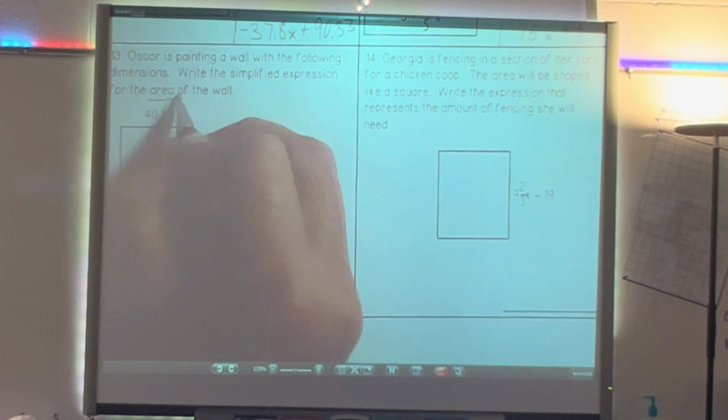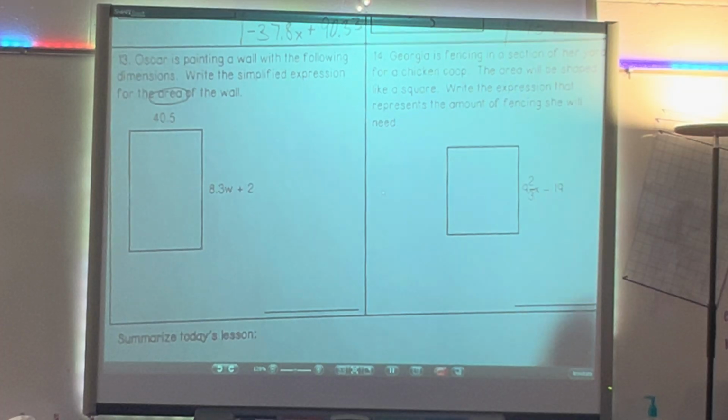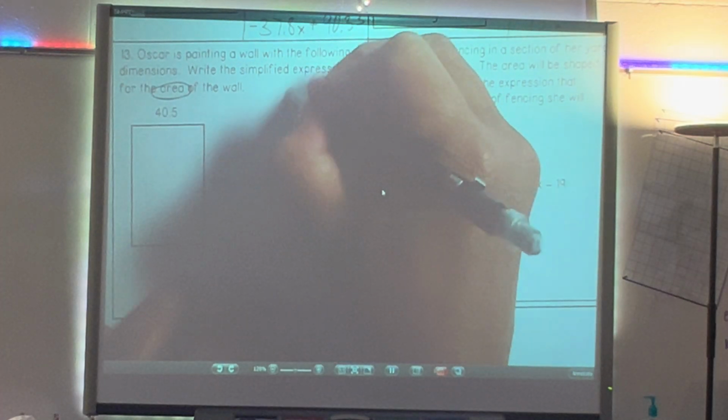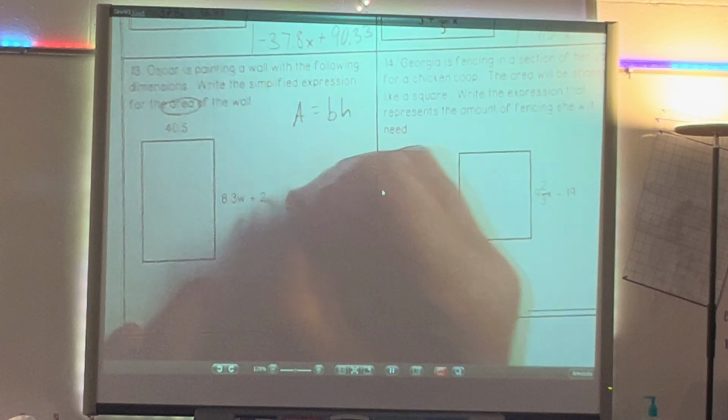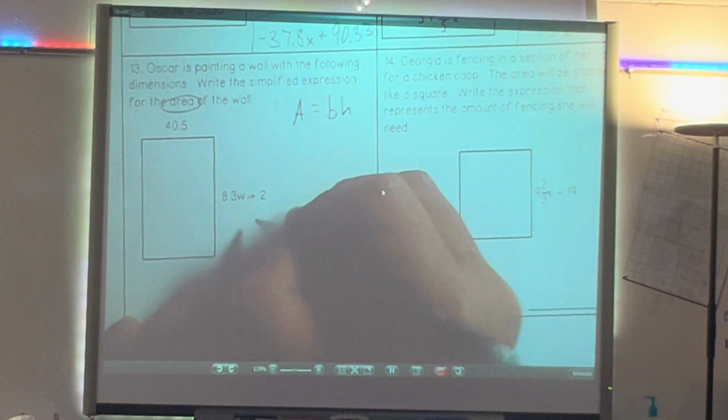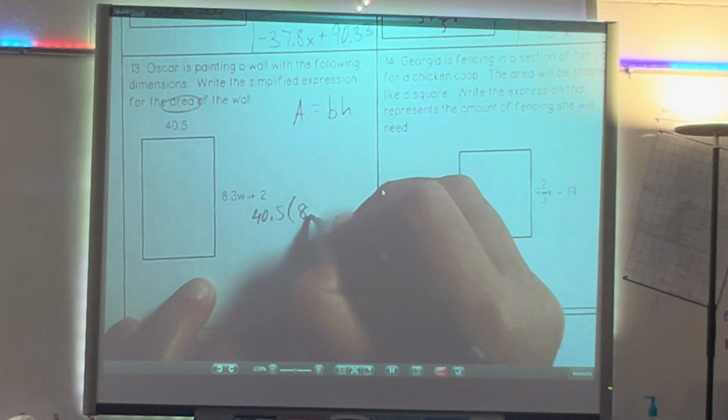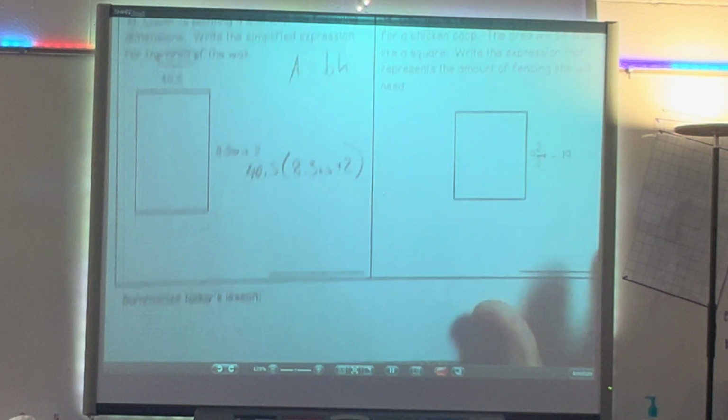Write a simplified expression of the area. How do I find area? Height times height, length times width, whichever. Alright, so it's going to be A is equal to base times height. Which one do I want inside the parentheses? Okay, so I'm going to multiply what together? Times what? So how do I make sure that I multiply 40.5 times both of those things? 8.3W plus 2 is gonna be in parentheses. Good. So I've got to have 40.5 and then 8.3W plus 2. Which one goes in the parentheses matters.